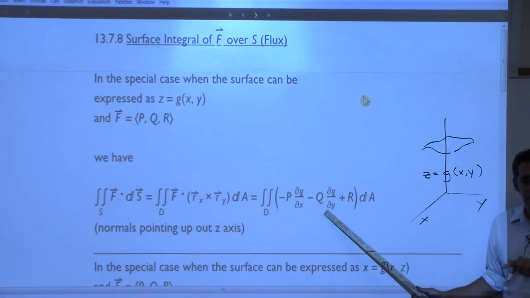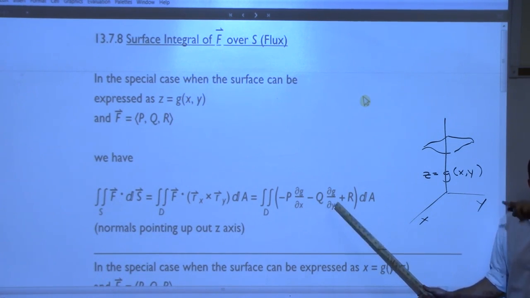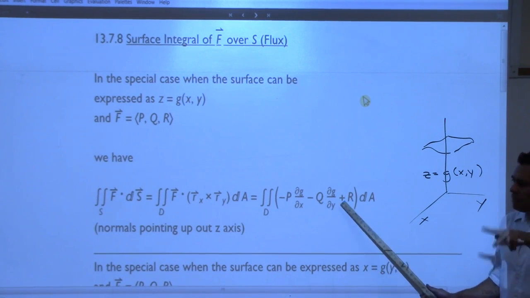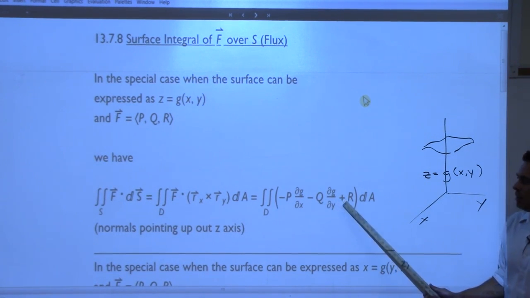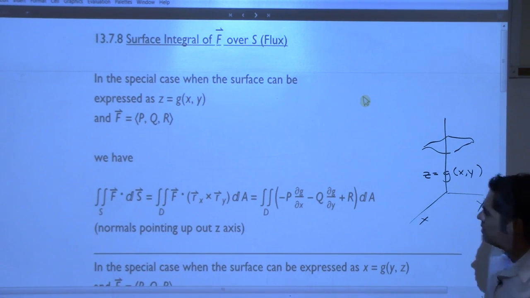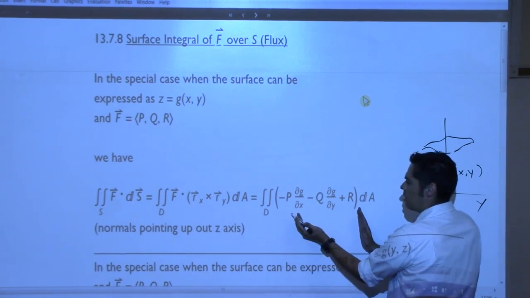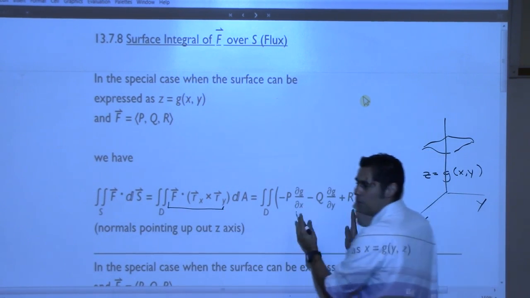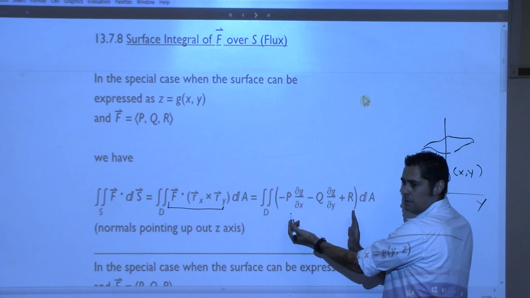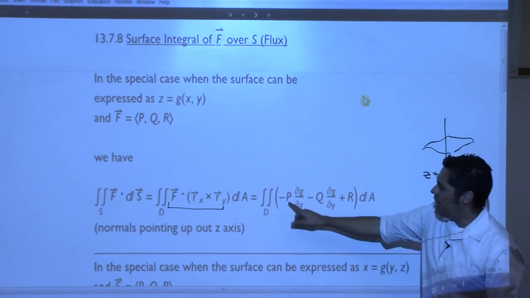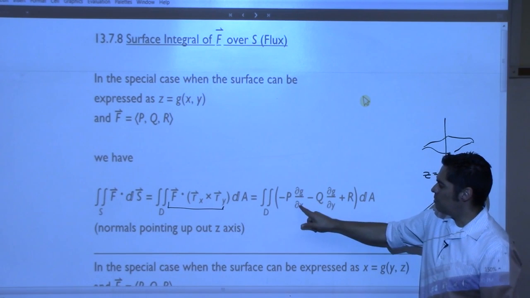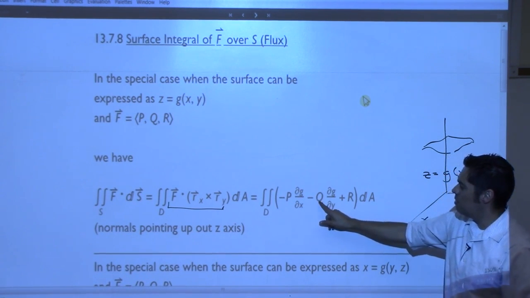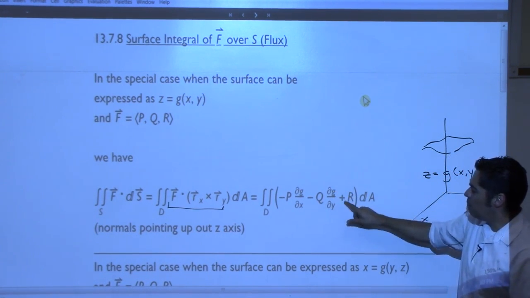Now, you remember we had the shortcuts where we had the magnitude of the cross product, and it was the square root of 1 plus partials and all that. This is that cross product before you square it. So if you do the cross product of these two, here's the shortcut. And look at this shortcut, it actually does the dot product for you. So what it will be is negative P times partial g with respect to x, minus Q times partial g with respect to y, plus R.